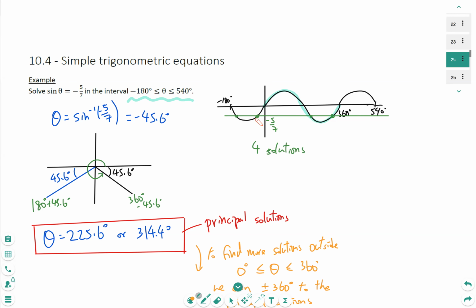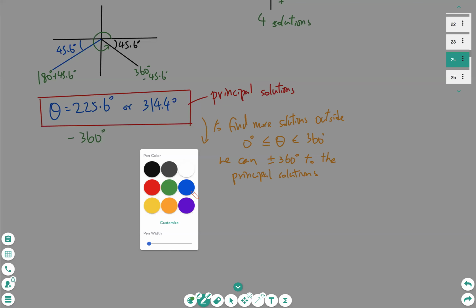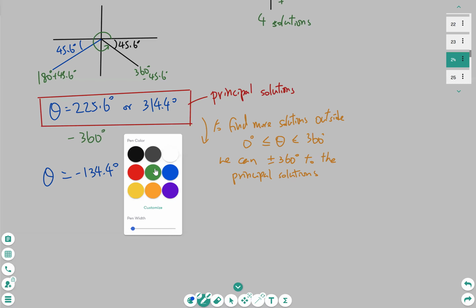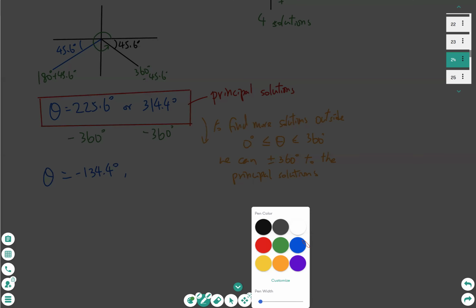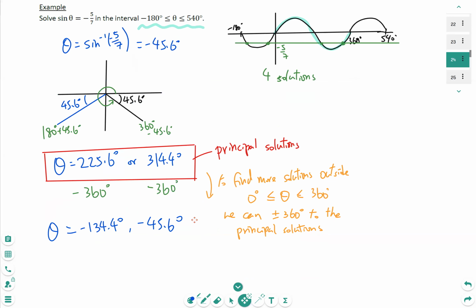So what we're going to do is subtract 360° from both solutions. Theta equals 225 minus 0.6, minus 360, is negative 134.4°. And if you do 314.4 minus 360, I should write that down here as well, minus 360°, you will get minus 45.6°. Okay, so we check the answers against the range. They're all inside the range, so we're fine.